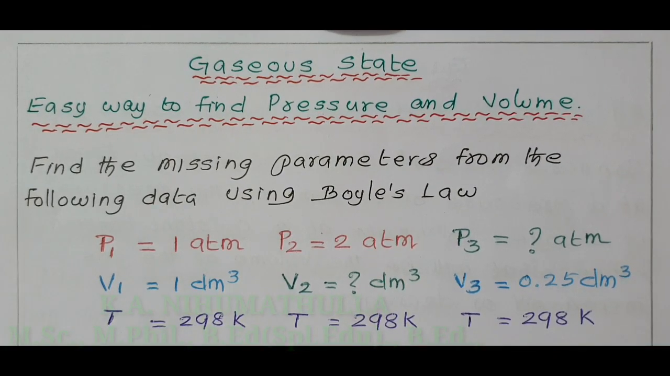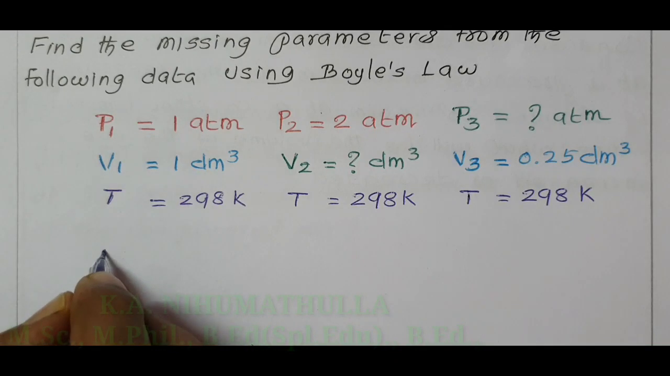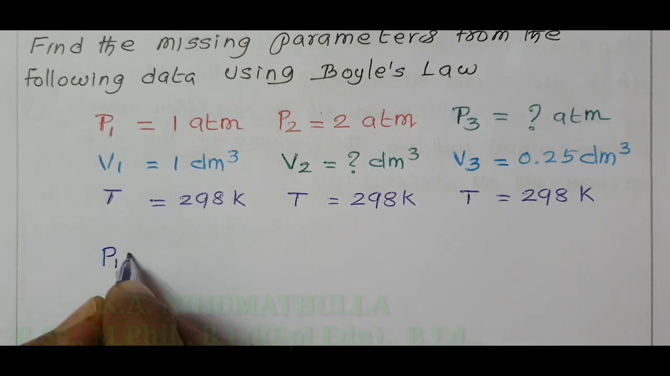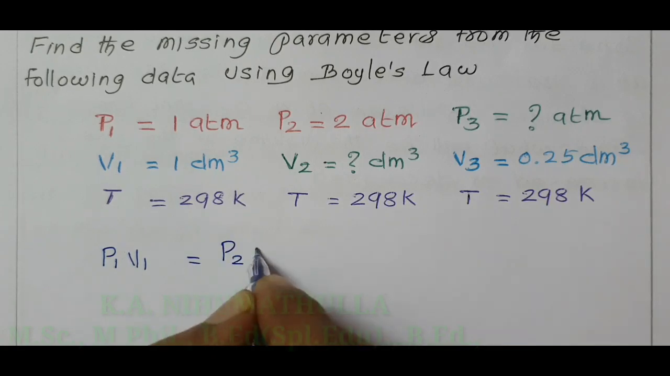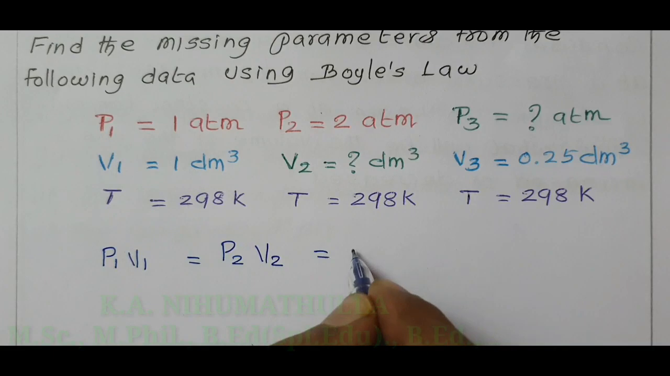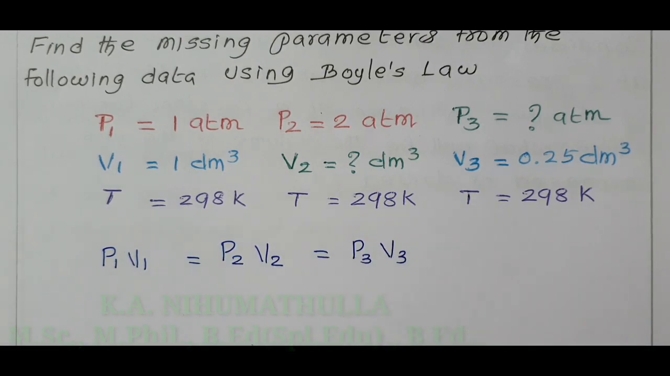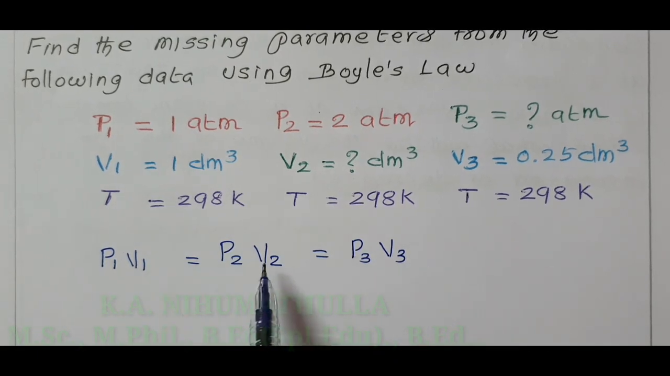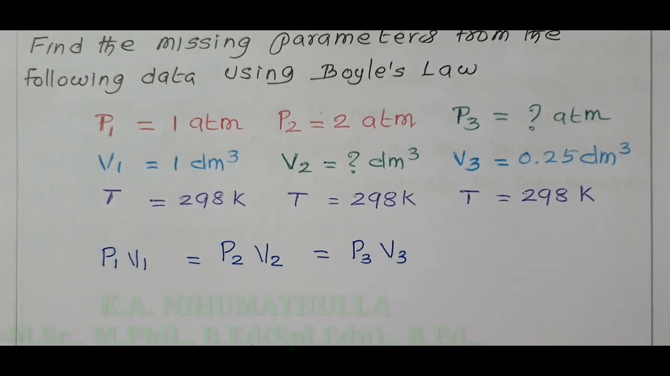According to Boyle's law, we know the formula. Now I write the formula. P1 V1 equal to P2 V2 equal to P3 V3 and goes on. Boyle's law is applicable for all gases. Gas 1, gas 2, gas 3, gas 4 are all equal.